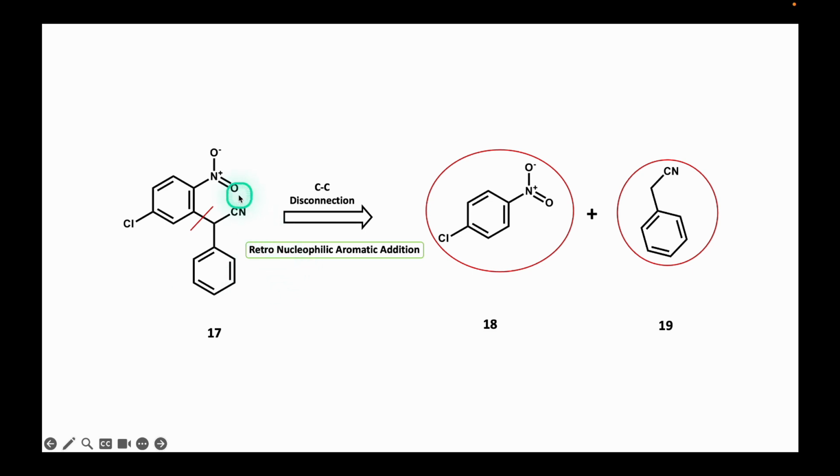Because of the ortho relationship between the nitro group and the cyanobenzyl fragment in 17, a carbon-carbon disconnection generates chloronitrobenzene 18 and phenylacetonitrile 19 as raw materials, based on an aromatic nucleophilic addition reaction occurring at the ortho position with respect to the nitro group.